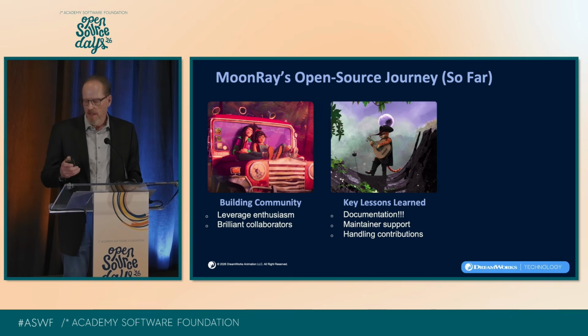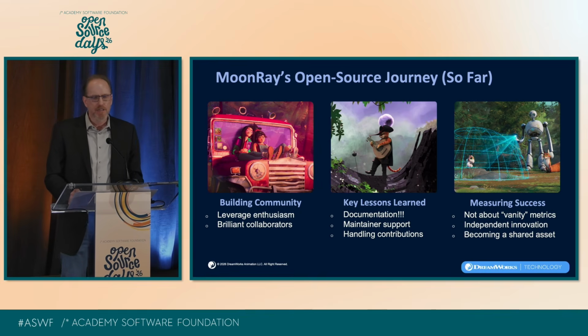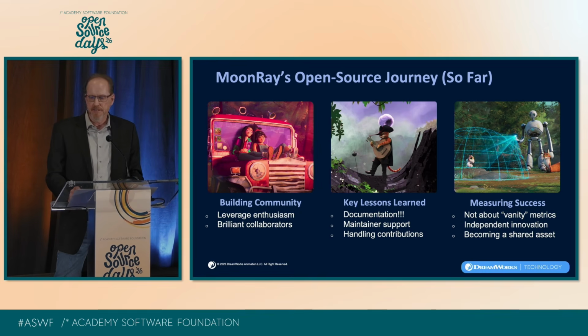The third area is around measuring success. And this is different from the way that it works within the studio. In the studio, it's all about us delivering capabilities to our artists and to our productions. But here it's a little bit different. And it's really easy to get caught up in the vanity metrics of the open source repositories. It's not about stars. It's not about the number of fork counts. It's something much deeper than that.